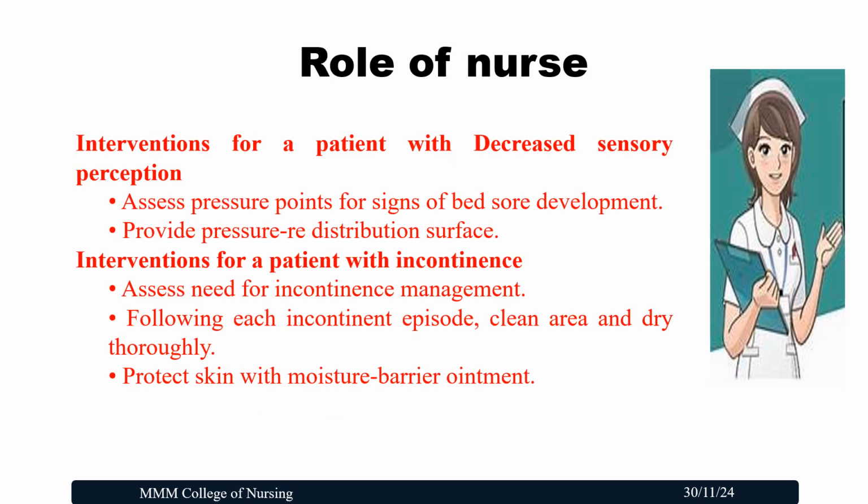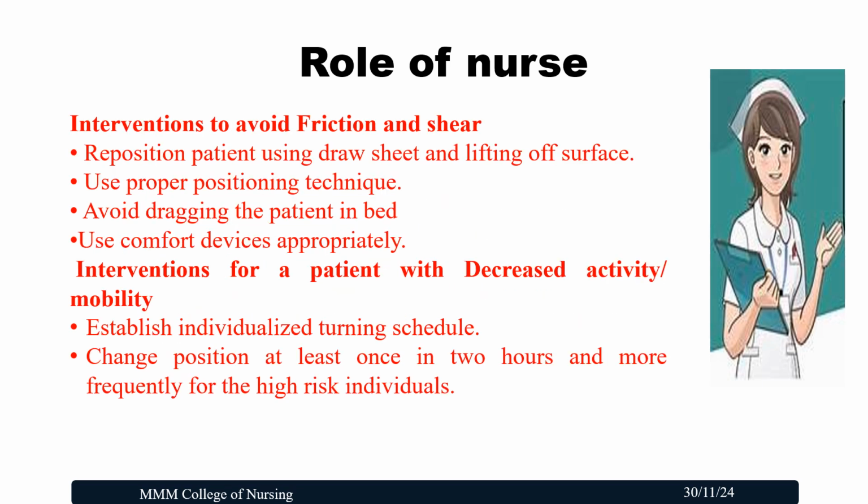Interventions for a patient with decreased sensory perception: here too, the nurse should assess the pressure points for signs of bed sore development and provide pressure redistribution surfaces. Interventions for a patient with incontinence: assess the need for incontinence management, and following each incontinence episode, clean and dry the areas thoroughly, and protect the skin with a moisture barrier ointment.